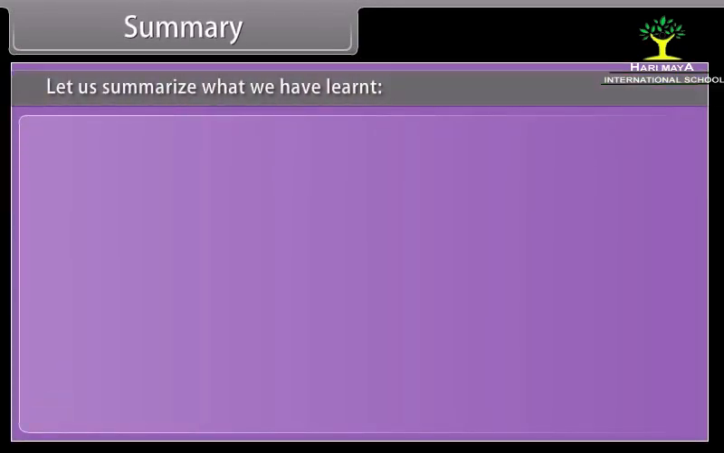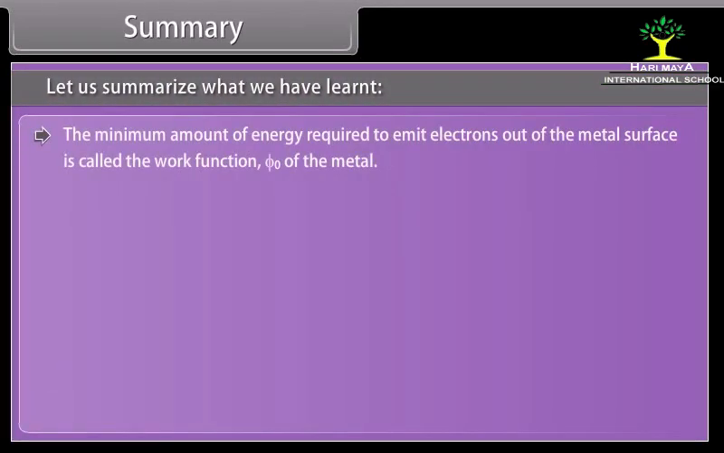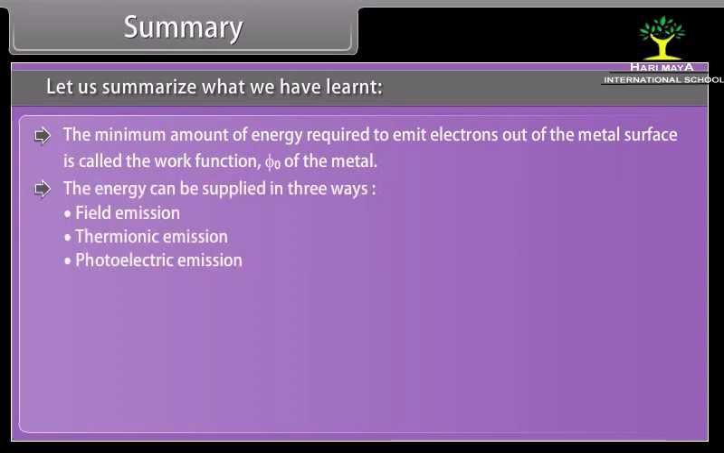Summary. Let us summarize what we have learned. The minimum amount of energy required to emit electrons out of the metal surface is called the work function phi0 of the metal. The energy can be supplied in three ways: field emission, thermionic emission, photoelectric emission.